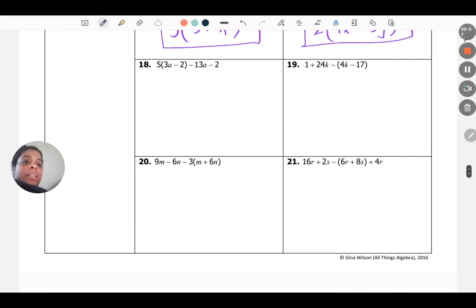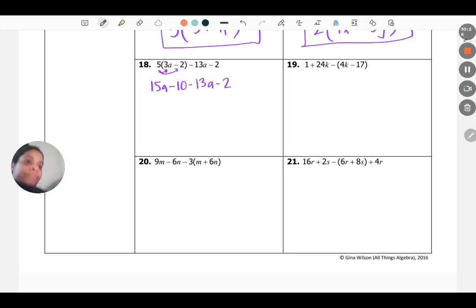Next one, we have to distribute first. I love it. So we're going to distribute first. It's making us practice lots of concepts that we've learned up until now. 5 times 3 is 15a. We keep the sign, minus, and 5 times 2 is 10. And then we're going to drop the rest of this, which is 13a minus 2.